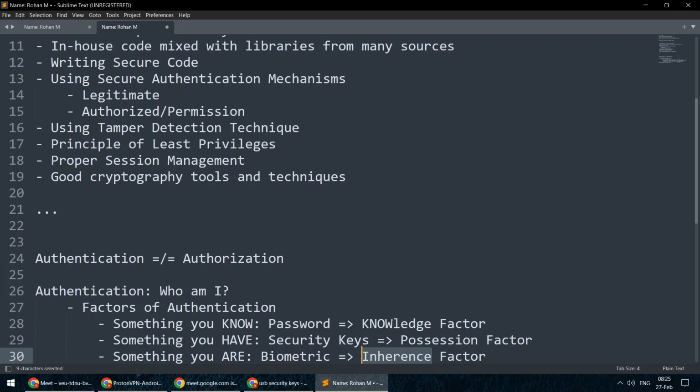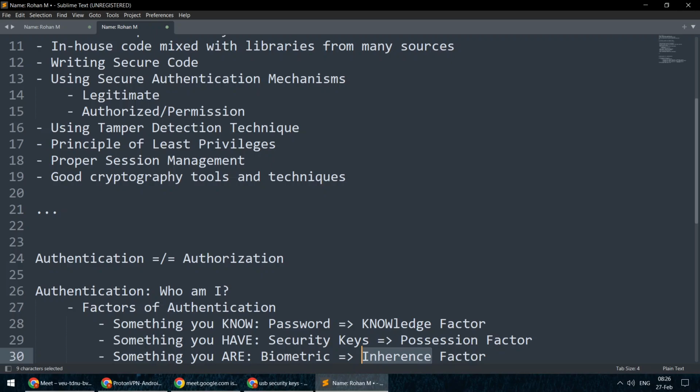Our biometric features are derived from our parent generations, not necessarily the first generation, our parents, but grandparents, great grandparents, their grandparents. So we have derived these characteristics from them. That is why we call it inheritance factor. These are the three factors of authentication: knowledge factor, possession factor, inheritance factor. From now on, if anyone asks you how many factors of authentication do we have, do not say two factor, multi factor. Say we have got three factors: knowledge factor, possession factor, inheritance factor.